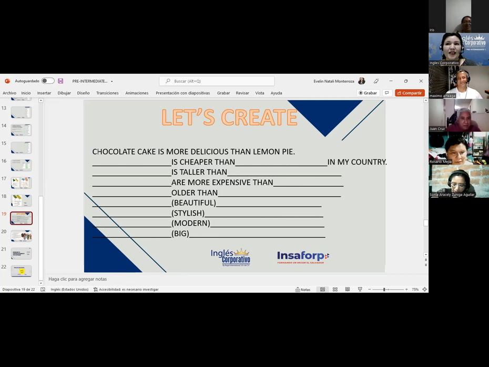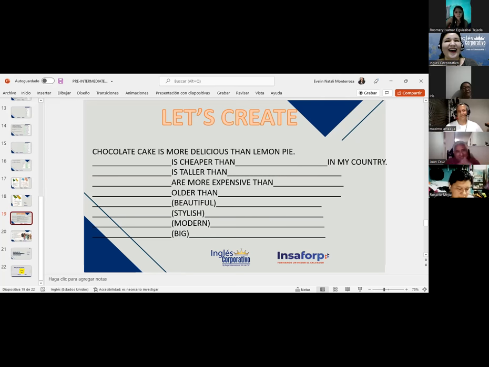Gasoline, yes, the gas. I think it's the opposite. Diesel is cheaper than gasoline. Diesel is cheaper than gasoline in my country. Good. Another one.